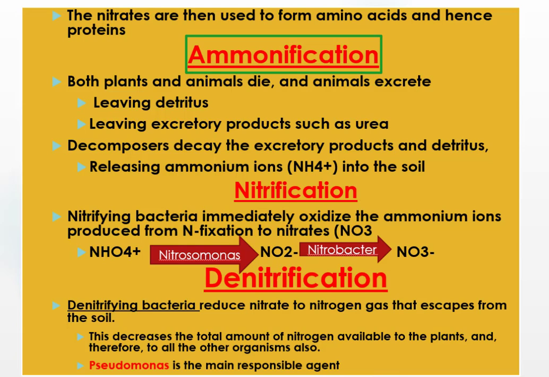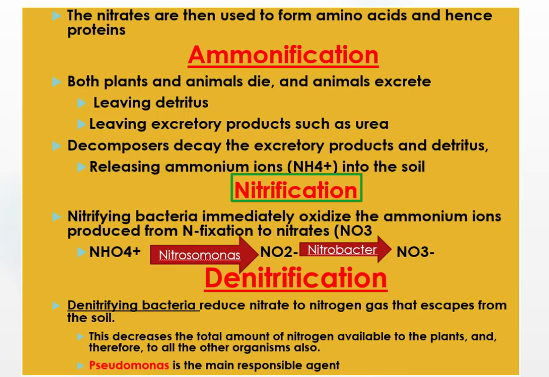That means decomposers like bacteria, fungi, and some protozoa decay excretory products and detritus to release ammonium ions from nitrogen containing organic compounds of the dead body. Ammonifying bacteria here is a good agent to break open dead bodies of organisms to release nitrogen in the form of ammonia. The third process of nitrogen cycle is nitrification.